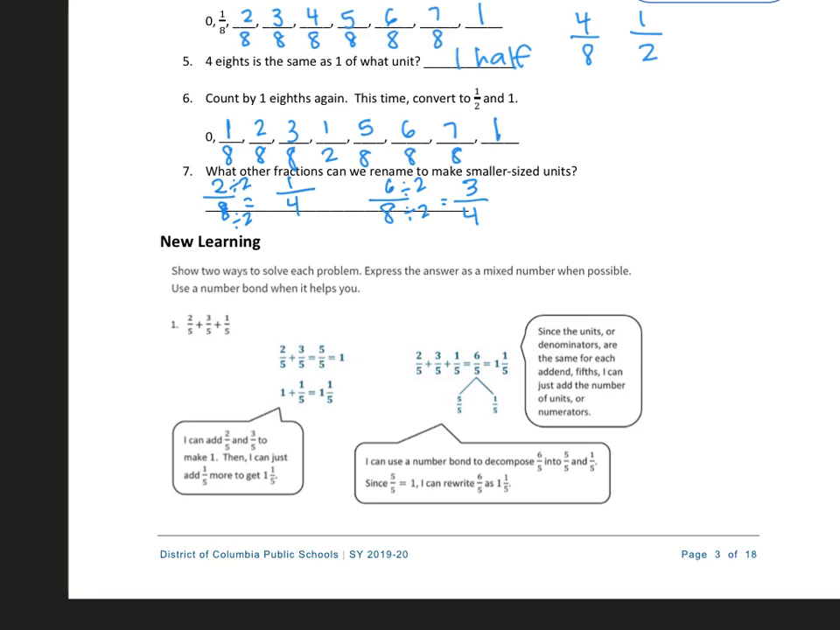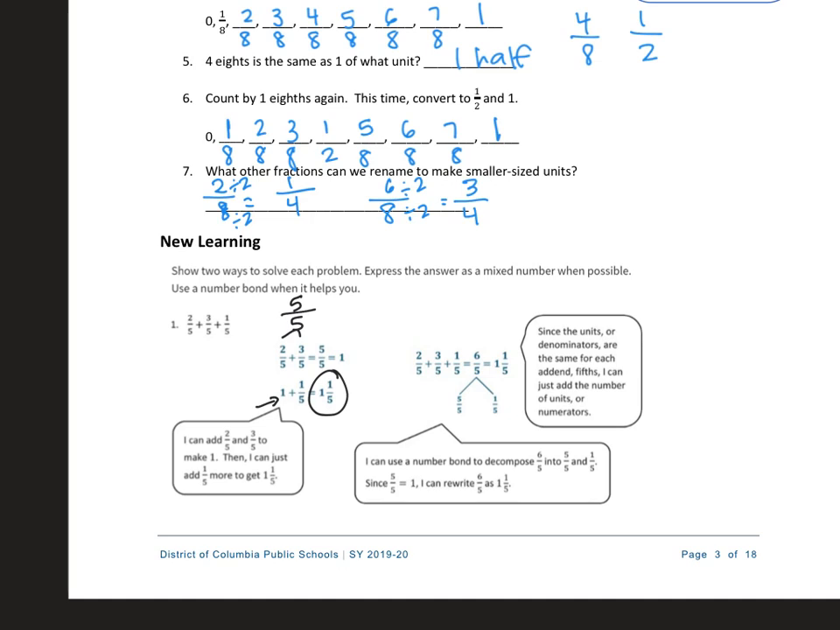Okay, so it says, show 2 ways to solve each problem. Express the answer as a mixed number when possible. Use a number bond when it helps you. So I want us to look here, and I want us to see, okay, our problem is 2/5 plus 3/5 plus 1/5. Okay, so they said, okay, 2/5 plus 3/5 makes 1 whole, right? Because this together makes 5/5, which is the same as 1 whole. And that's what they put right there. Then they took 1 whole here, and they added 1/5 to it. So they got their answer of 1 and 1/5.